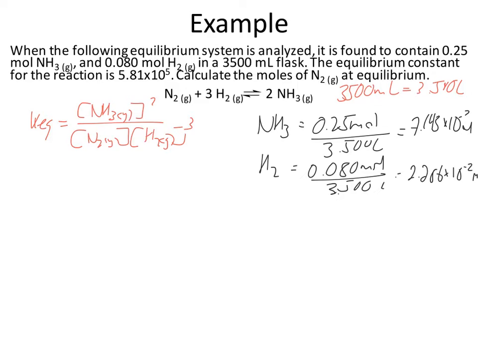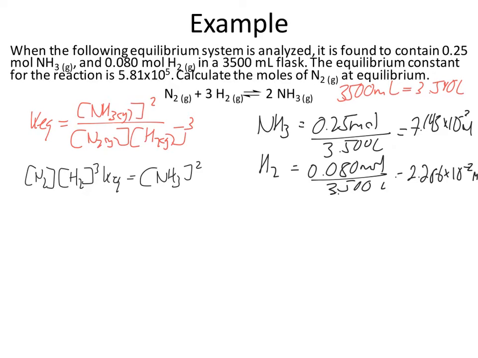So what we're going to do is rearrange our equation to solve for N2. Our N2 is over here. We'll bring our terms at the bottom all the way up here, so we're going to multiply both sides by these terms. What we'll get is the concentration of N2, and I'm just going to drop the states for now to make it easier to see, times H2 to the power of 3 and KEQ, and that's going to be equal to the concentration of NH3 to the power of 2.